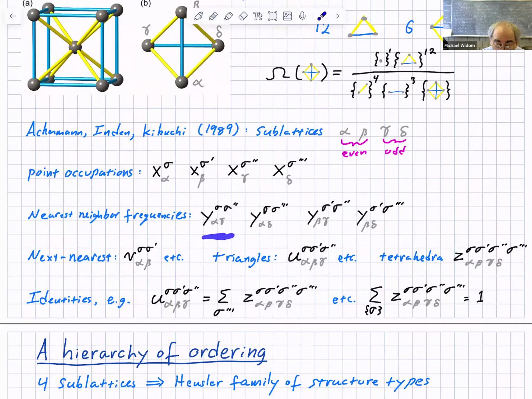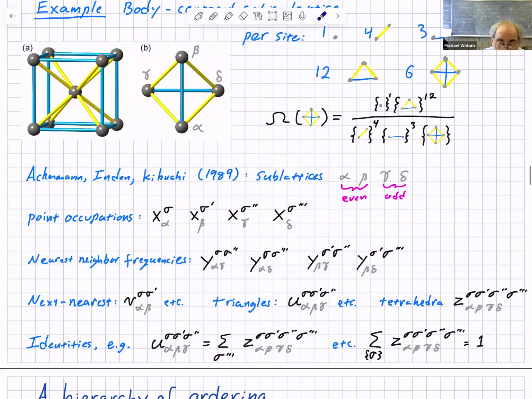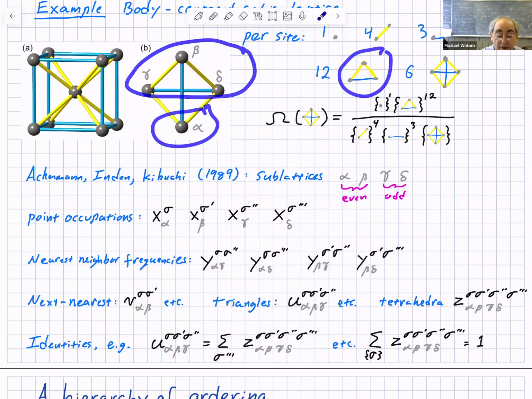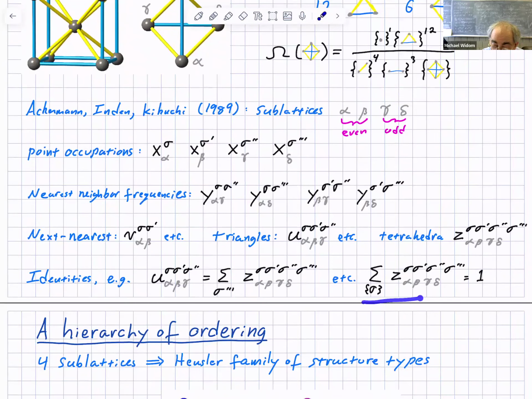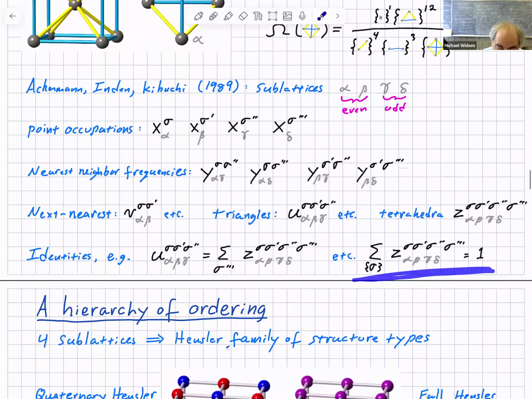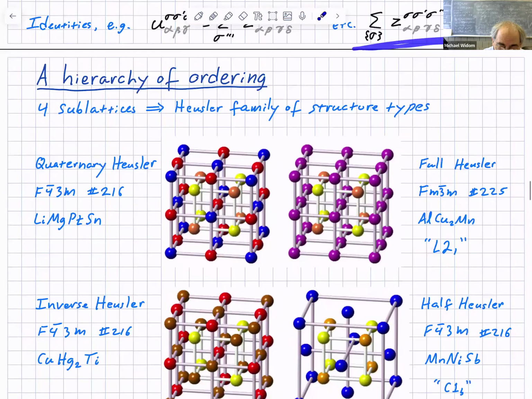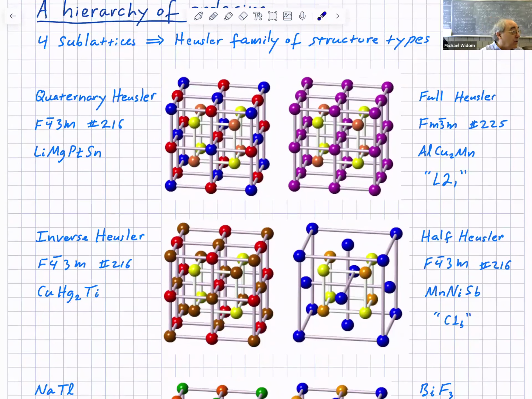Then we have nearest neighbor frequencies for every pair of sublattices, next nearest neighbor frequencies, triangles, and tetrahedra. And there are a variety of identities, like if you take the tetrahedron and sum over these spins, then what you are left with is this triangle. Okay, so there are a variety of identities, including overall normalization. And there's an interesting hierarchy of ordering.